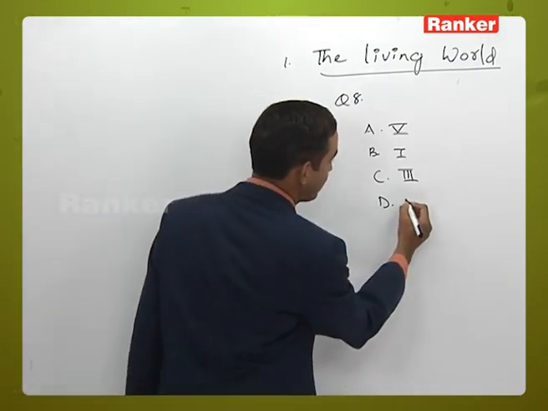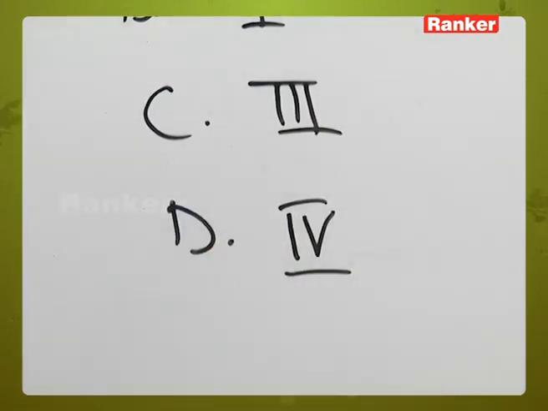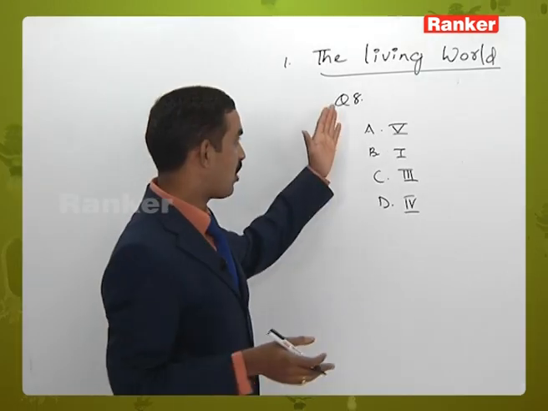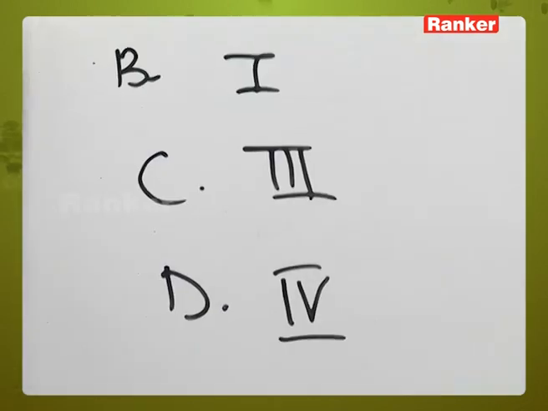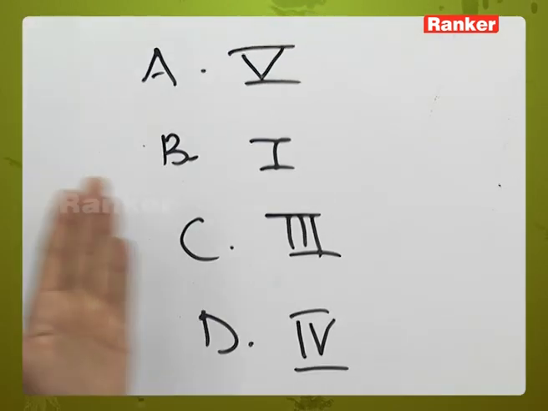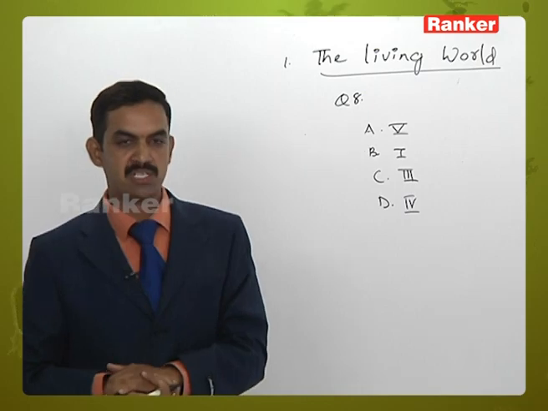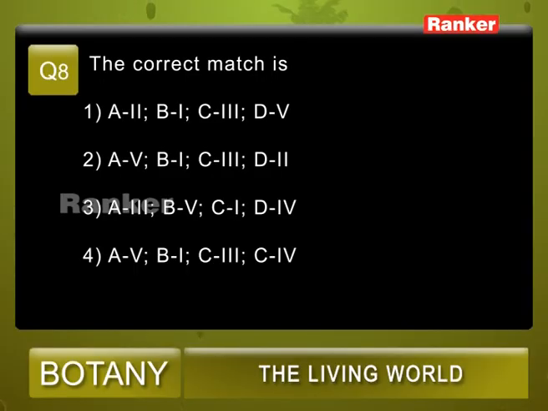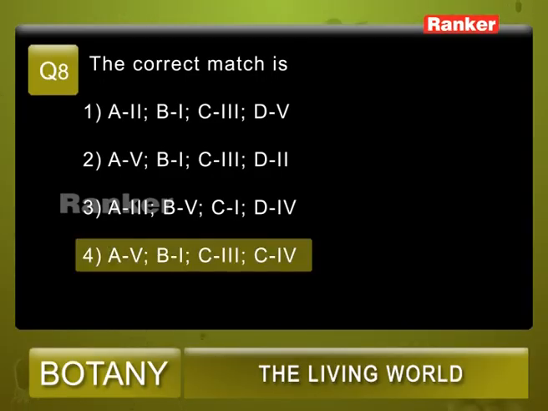So keys are analytical in nature, that is D is 4. So out of the given options, A is 5, B is 1, C is 3 and D is 4. So the answer for the 8th question is 4.